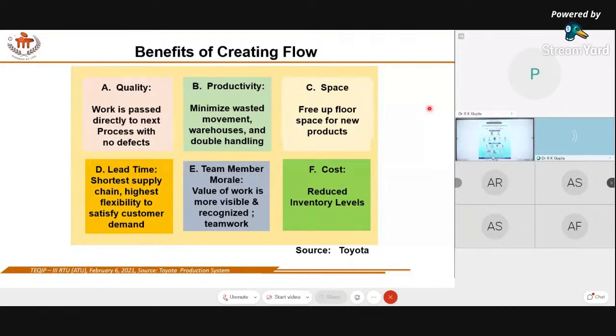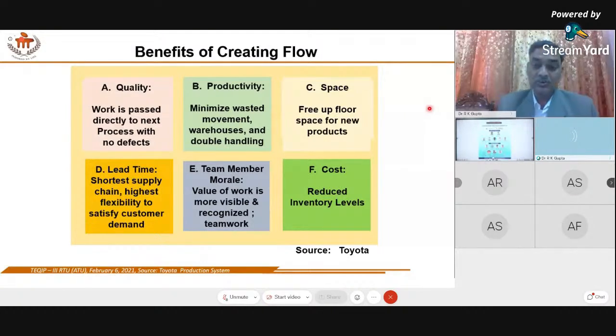So team member, by using this type of system, it increases the morale of the worker, it increases the satisfaction among the workers, the value of the work is more visible, and teamwork is recognized, as well as the joint efforts to improve the productivity, or the quality of the product, or the efficiency. That is a team. So it increases the morale of the team. Then obviously increasing the productivity, quality, space utilization, team efforts, all this reduces the cost, product cost, or any other cost that is involved in the product. So reduces inventory levels.